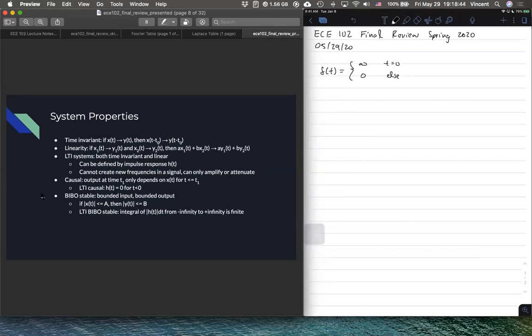A system is BIBO stable if, for a bounded input, the output is also finite. If the system is BIBO stable and LTI, then the integral of the impulse response from negative infinity to positive infinity is finite. That means if you feed any signal to the system, the signal won't reach infinity and explode. This is really important for practical systems. You don't want to create something that's unstable.